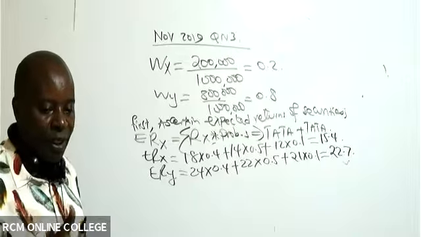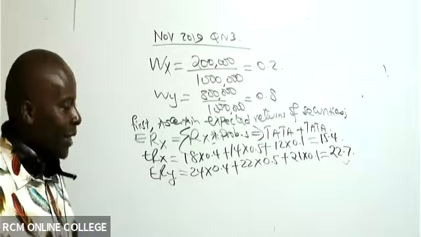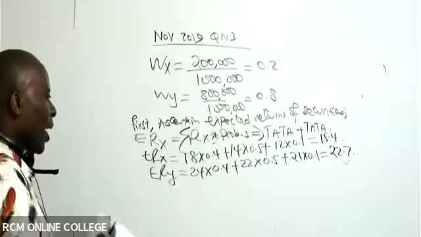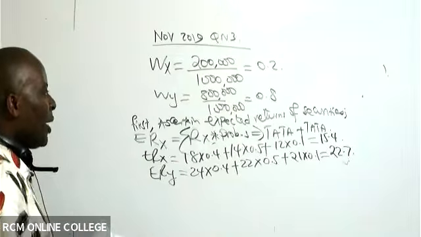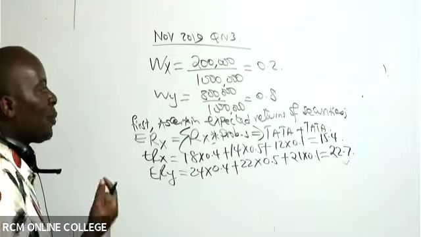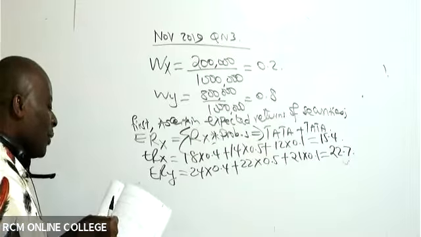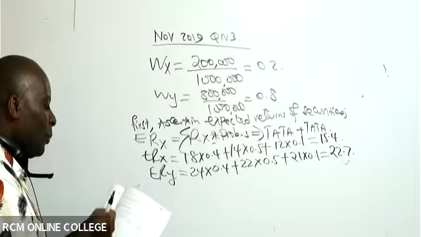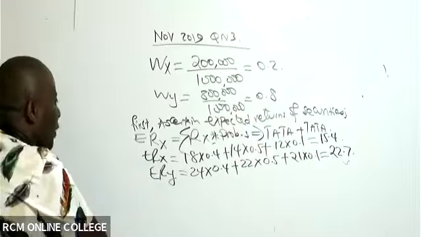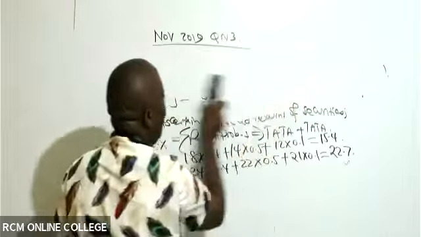What have you done to get this? Have you been able to follow? Yes. So that is number one. And you see, in this number one, they never wanted us to just get expected returns of securities. That was the first step. Here they want us to give them the expected return of the portfolio.